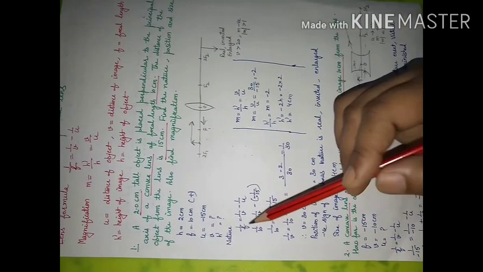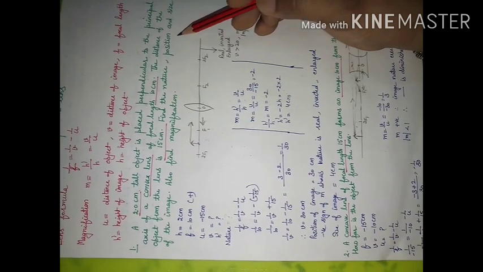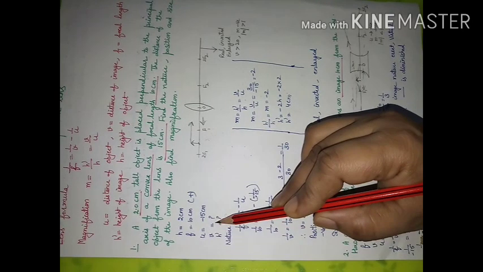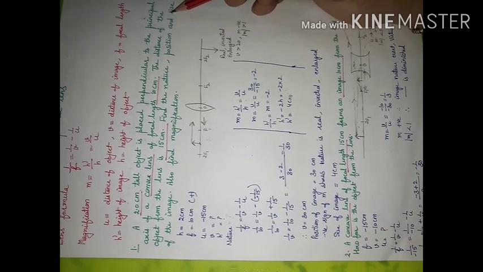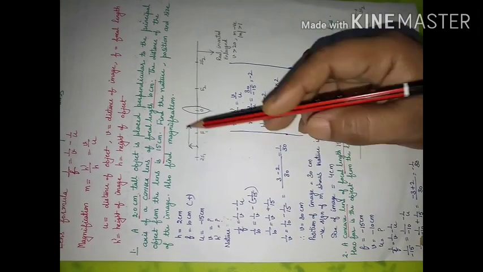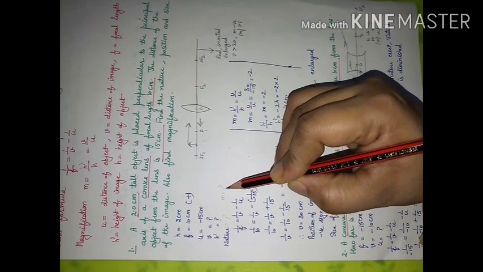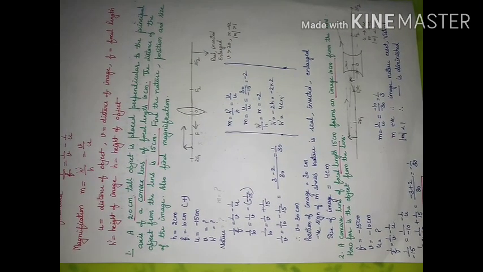Nature is asked. So nature question mark. Position means v, distance of image, question mark, and size is asked means h dash, size of image, question mark, and magnification m. So for magnification also we are going to have question mark.